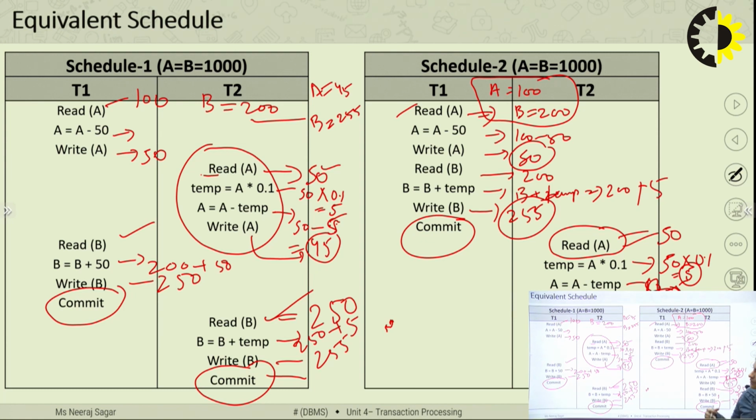Then we can see that the results of both schedules are different. In the first schedule, after completing these two transactions, we get the value of A as 45 and the value of B as 255. But in the next schedule, that is schedule 2, after performing these operations of transactions T1 and T2, we get the value of A as 45, but B is 305.